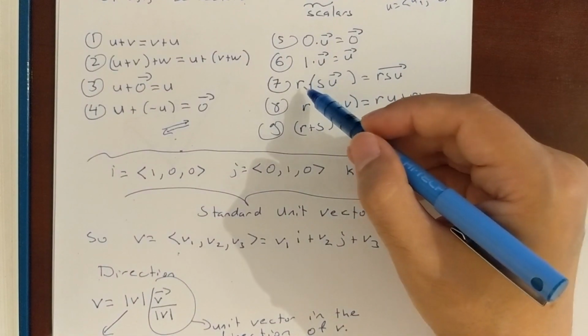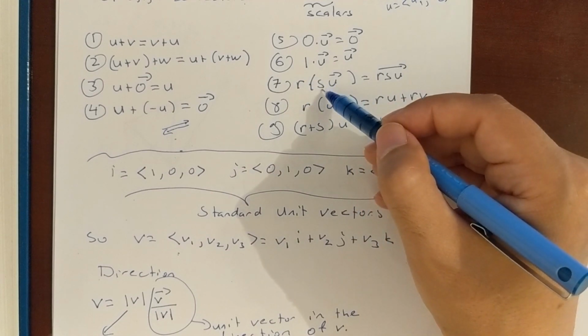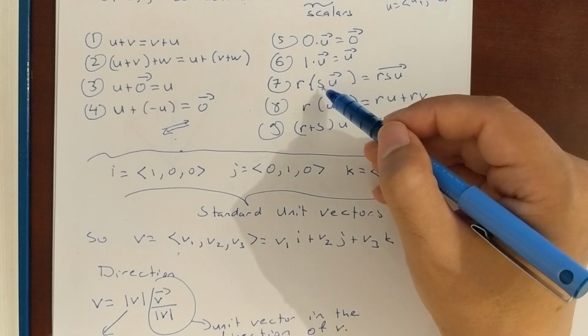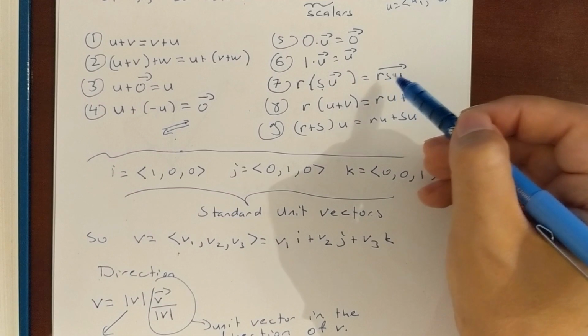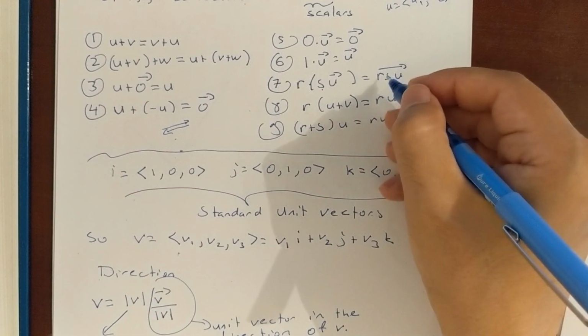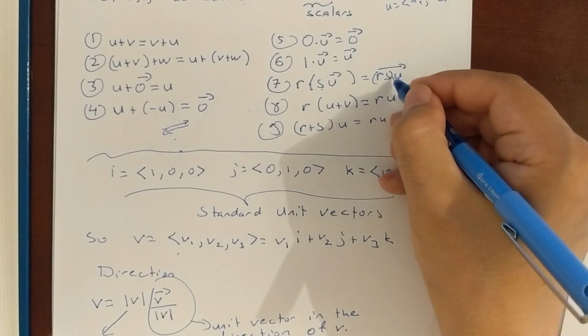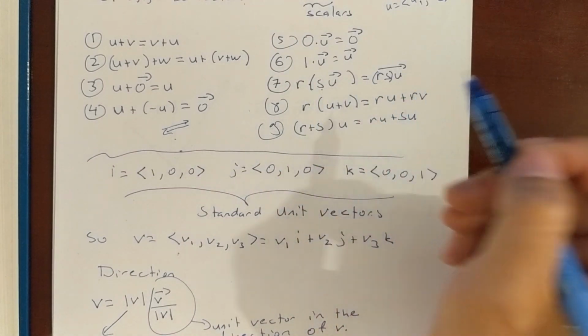Then we come to scalar multiplication. So you have a constant r, you have a constant s. So if you do this multiplication first, then you do this multiplication, it doesn't matter. It's always going to give you r times s times u. So you can drop the parentheses.